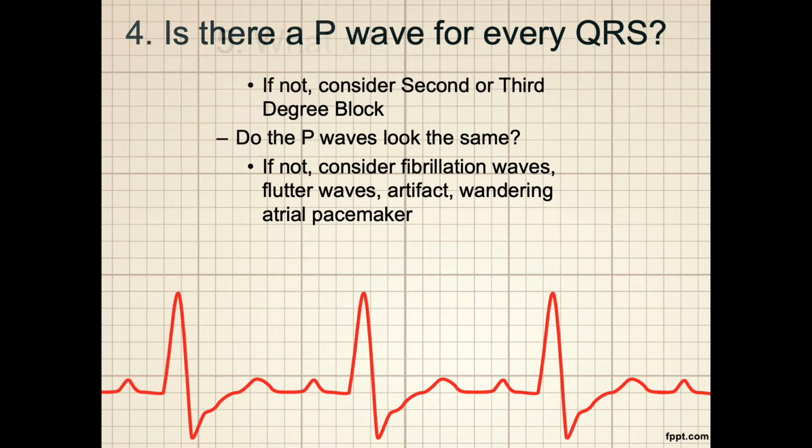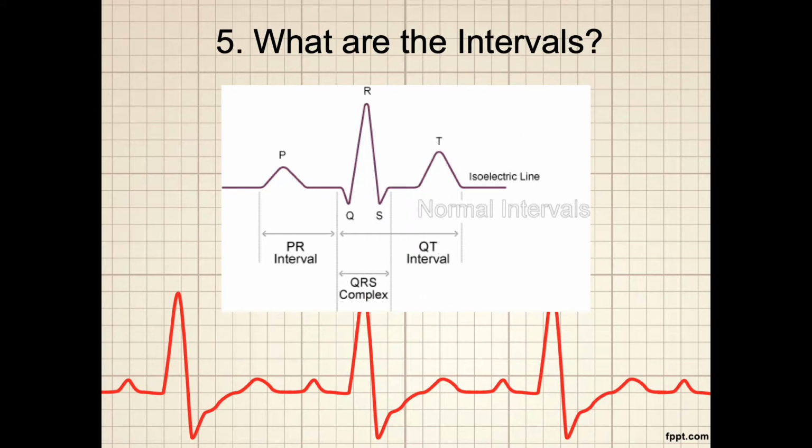In step 5, we start to look at intervals. What are those intervals? Well, we need to know about the PR interval, the QRS complex, the QT interval, and even some things about some of the other segments. Take a good look at the diagram and try to remember where the PR interval begins and ends, where the QRS complex begins and ends, and where a QT interval starts and where it would end.